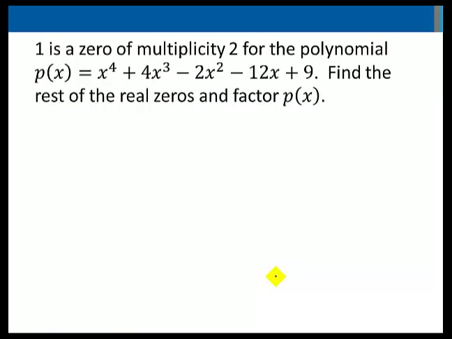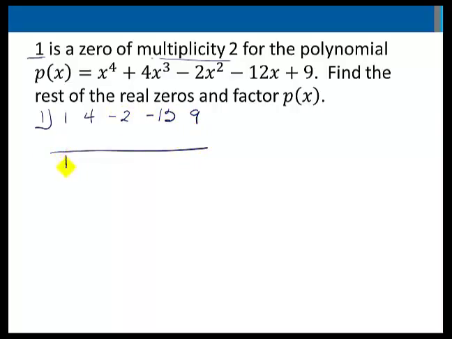Next example: 1 is a zero of multiplicity 2 for the polynomial p of x equals x to the 4th plus 4x cubed minus 2x squared minus 12x plus 9. Find the rest of the real zeros and factor p of x. Well, let's use our zero of 1 to factor by x minus 1. The coefficients of p are 1, 4, negative 2, negative 12, and 9.